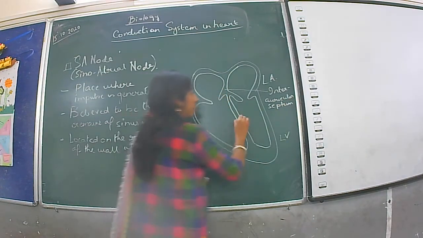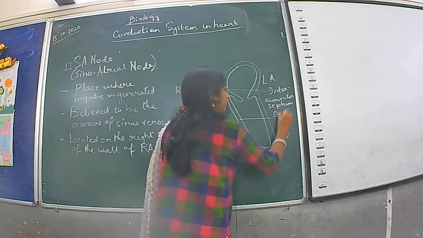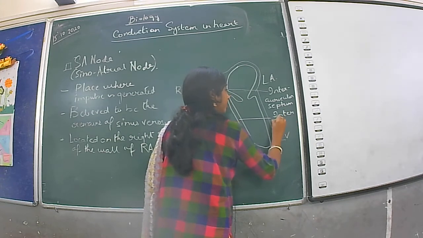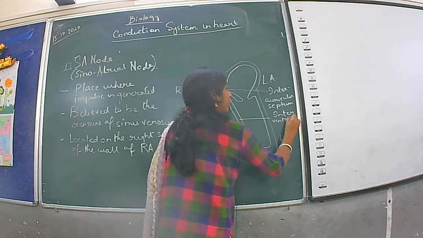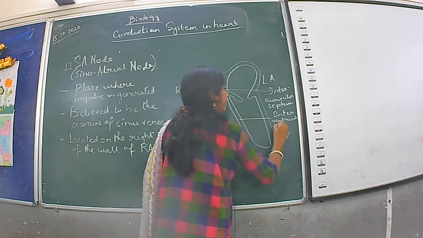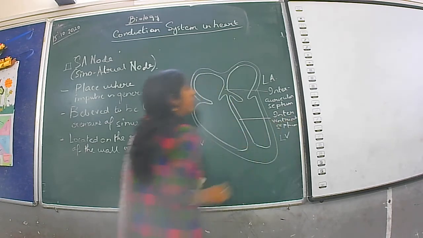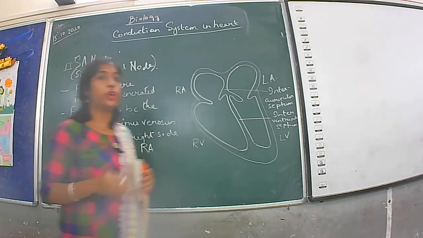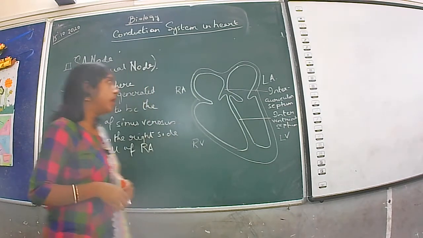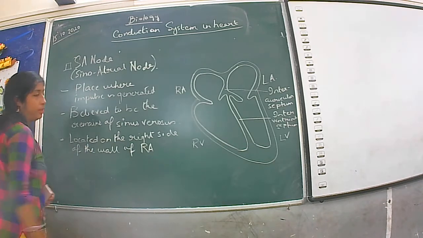Okay, and this one is the interventricular septum. This also you know. So, we require these structures for the explanation of the conducting system. Now, coming to the location.